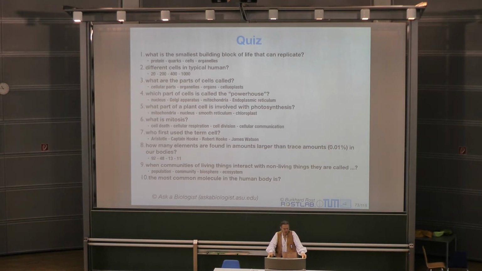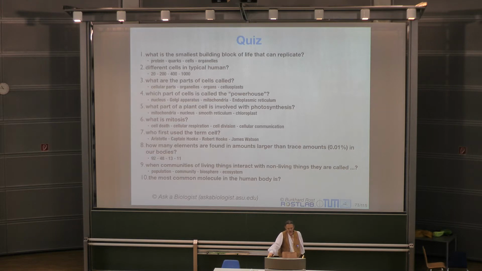What is the smallest building block of life that can replicate? Protein, quarks, cells, organelles. How many different types of cells do we typically have? I'm not asking how many cells, I have 65 trillion cells, okay? But how many different types of cells do we typically have, all of us? 20, 200, 400, 1,000? Nobody believes in 20. But it actually is remarkably similar. So it's somewhere between 200 and 400. The number 200 is closer to the truth than the number 400.